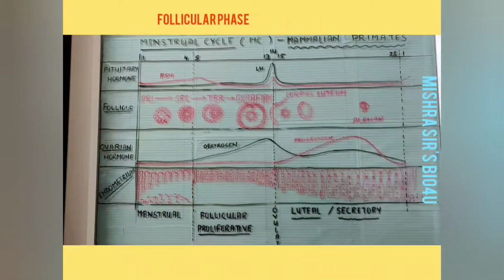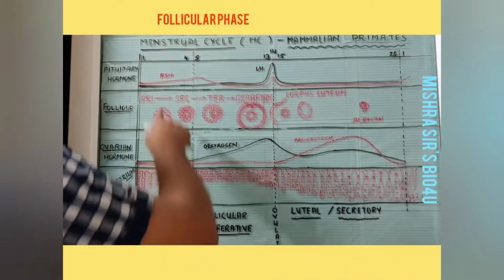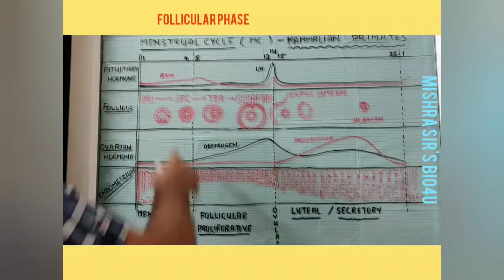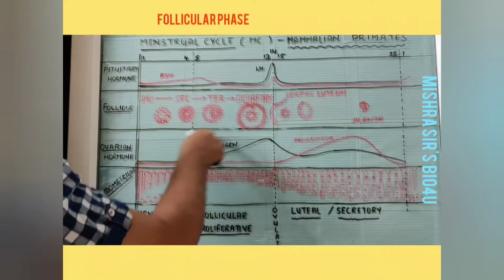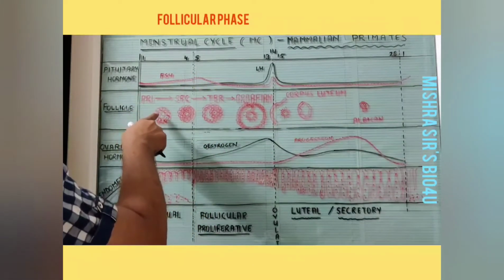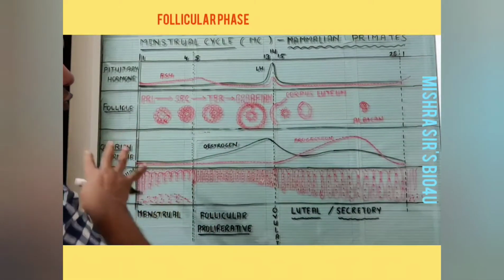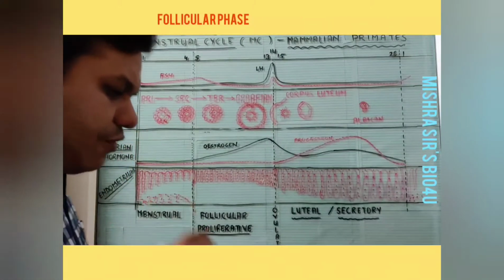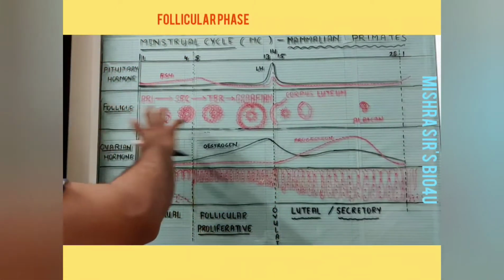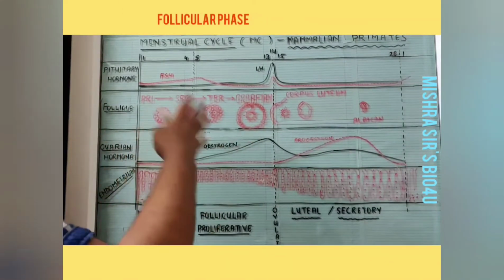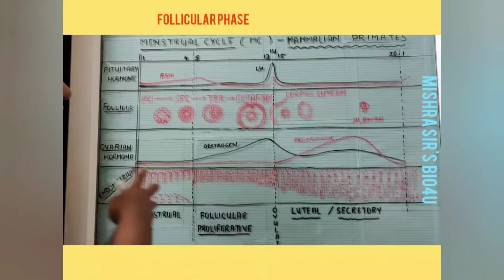Now please try to understand day 5 to 13. The pituitary was increasing the level of FSH. Increased level of FSH causes follicles to develop. Follicles are developing from primary to secondary, secondary to tertiary, and tertiary to Graafian follicle. During each menstrual cycle, roughly 10 to 15 follicles start developing in the ovary. They go through these stages: primary, secondary, tertiary and Graafian. These follicles develop because of the stimulation of FSH.